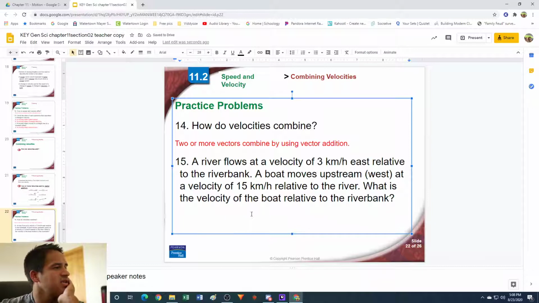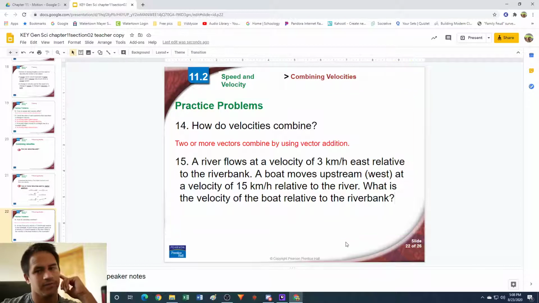Okay, and then lastly, number 15, a river flows at a velocity of 3 kilometers per hour east relative to the riverbank. A boat moves upstream west at a velocity of 15 kilometers per hour relative to the river. What is the velocity of the boat relative to the riverbank? Okay, so this sounds like a really strange and difficult question, but it's actually pretty simple. So first we're going to insert an arrow, and we're going to do the river. The river flows at a velocity of 3 kilometers per hour east. Relative to the riverbank just means that it's moving at 3 kilometers per hour relative to the ground, which isn't moving. So it's just telling us the speed of the river.